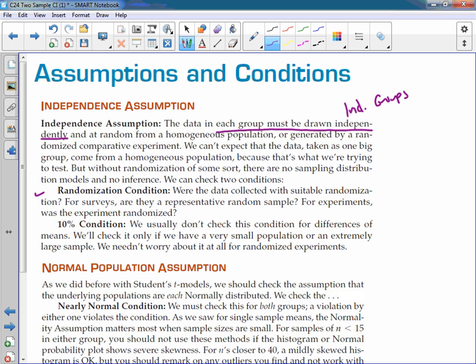And then 10%, we don't usually check this condition because you end up having these small samples and it sounds weird. If you only sample 20 things, then 20 is less than 10% of all. Well, sure it is. So it kind of sounds weird most of the time.